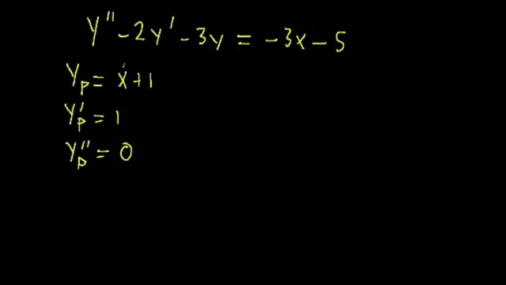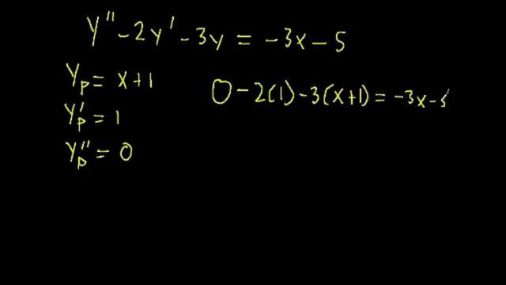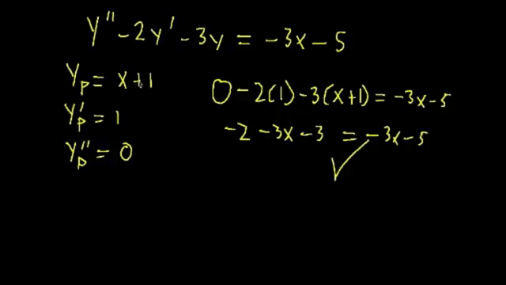So if we plug these in, we get the second derivative minus 2 times the first derivative minus 3 times our function. All of that should be equal to negative 3x minus 5. And if we factor out everything, we get minus 2 minus 3x minus 3, which is the same as minus 3x minus 5. Negative 2 plus negative 3 is negative 5, so we find that these two are equal, and this particular solution does indeed satisfy this differential equation.